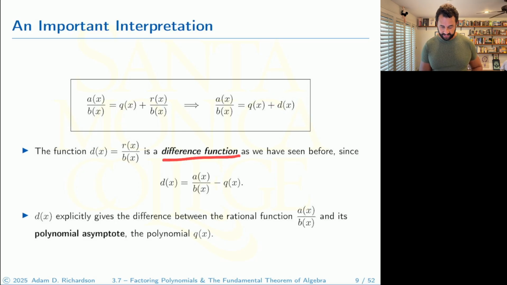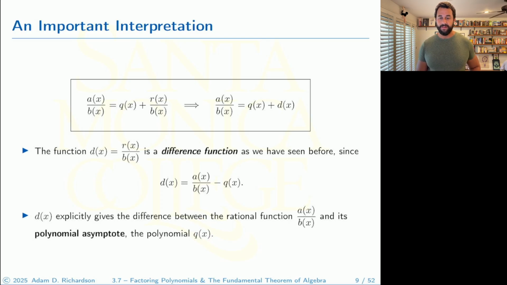D of x is actually a difference function. It is quite literally a difference function. And the reason we call it a difference function is because d of x is just equal to the original rational function minus the quotient. So basically, if you take this equation and you solve it for d of x, if you just subtract q of x from both sides, you will get this result. So in a very real sense, you can think of d of x as a difference function. It's telling you the difference between the rational function a of x over b of x and what's called the polynomial asymptote, the polynomial q of x.